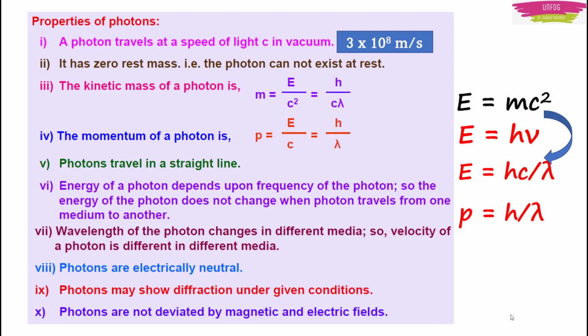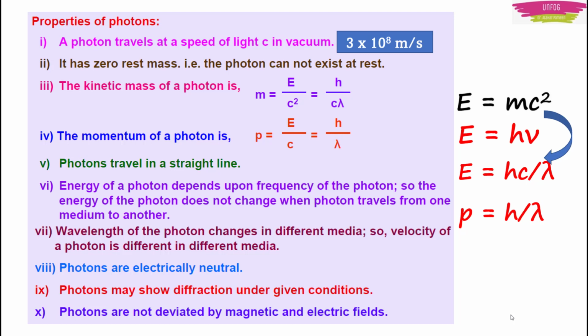Okay, so coming back, the fourth property of the photon is that the momentum of the photon is equal to h upon lambda, or I can also say that it is equal to E upon c, because E is equal to hc upon lambda, right? So if you remember these four equations, E is equal to mc square, E is equal to h nu, E is equal to hc upon lambda, and P is equal to h upon lambda, then you can describe the entire properties of photons based on these four equations only.